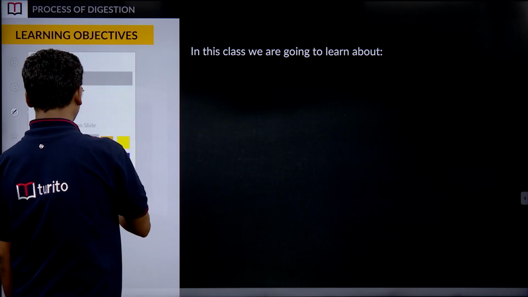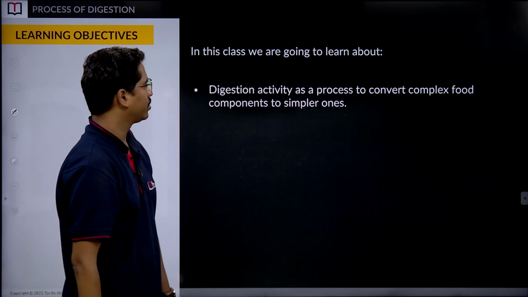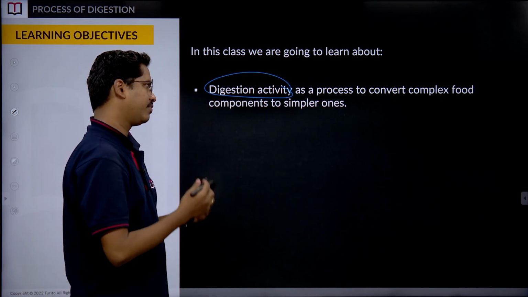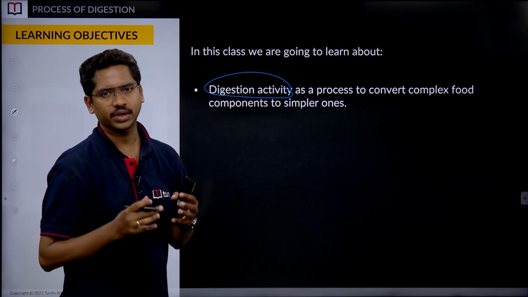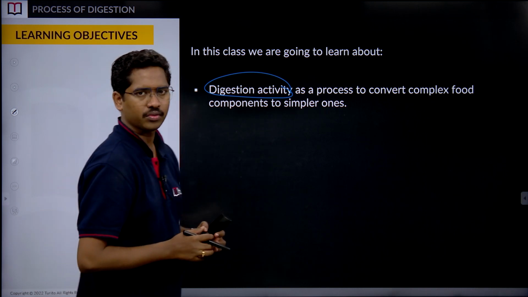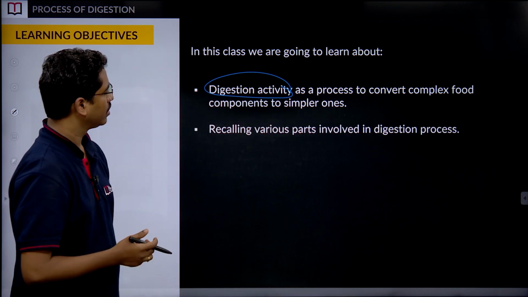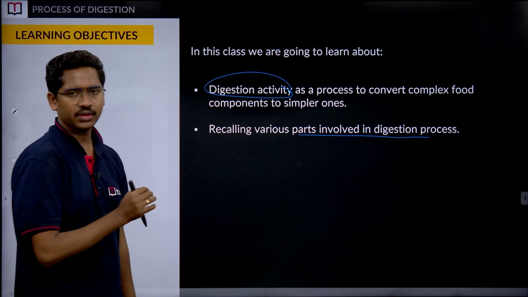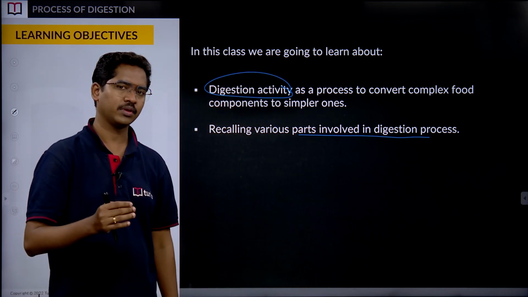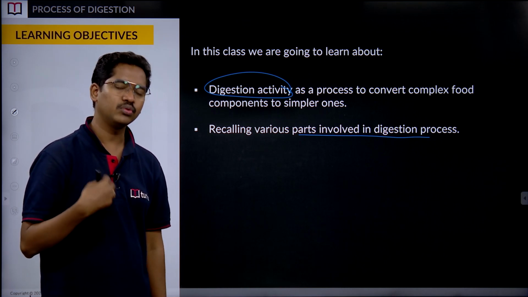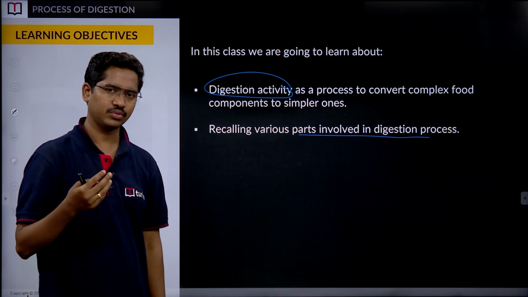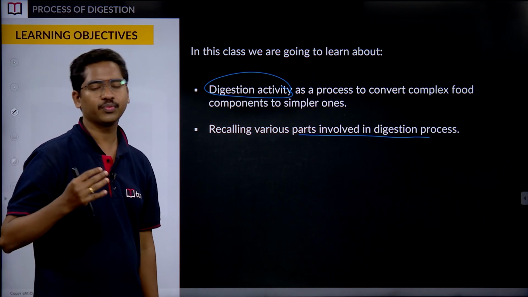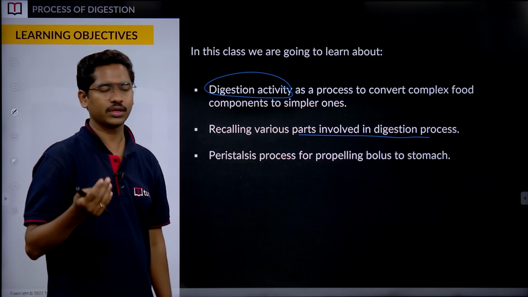Here in this particular class, we are going to learn about digestion as an activity. It converts the complex food components that we consume into simpler ones. So, that is what digestion is all about, and then we will also look into the various parts involved in the digestion process. Before having a detailed understanding of the digestion process, we do have to look at the digestive system. When we look at the digestive system, that will enable us to understand what we have dealt with earlier and thereby make us recall the topics.